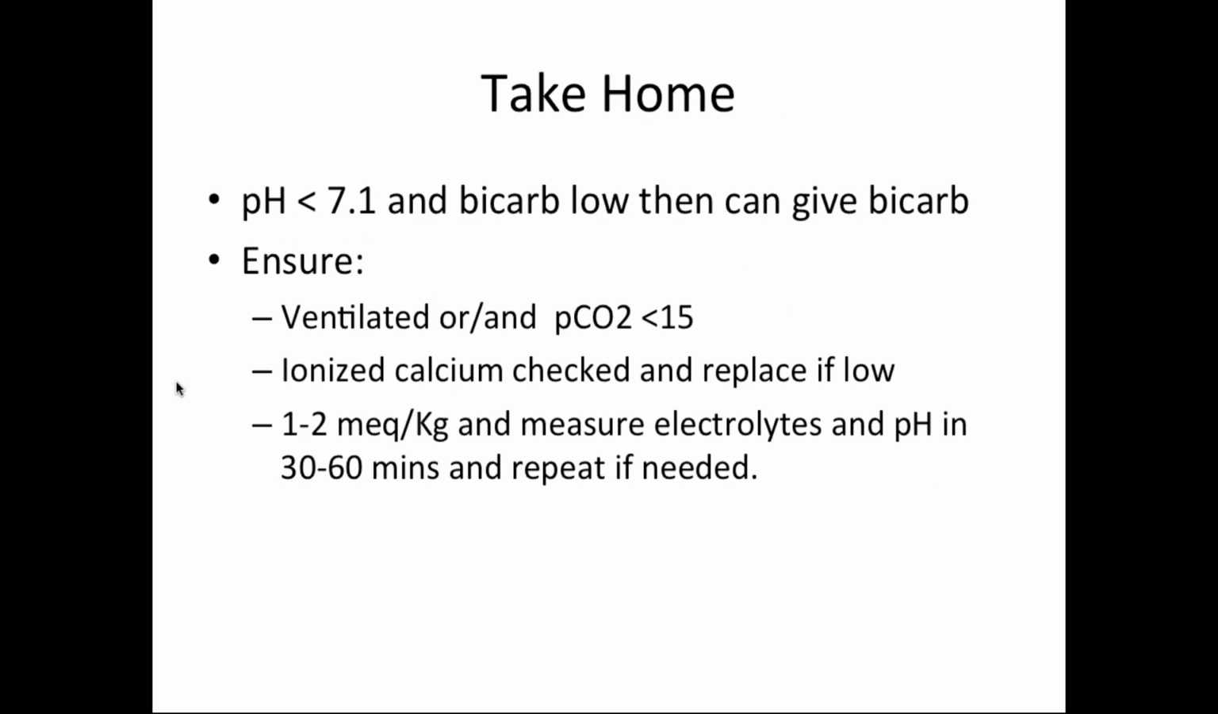So take home from this part is that if the pH is less than 7.1, and the bicarb is low, then we can give bicarbonate, but we have to ensure that the patient is ventilated, or that they already have a PCO2 of less than 15. We should check an ionized calcium, and if it is low, make sure that we replace it before we start the bicarbonate. Otherwise, we can precipitate someone with severe hypocalcemia.